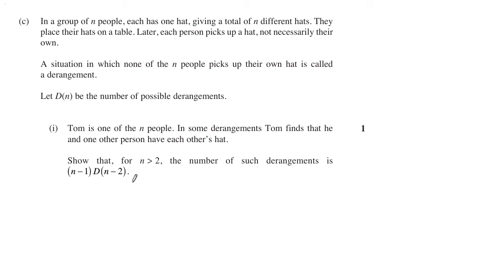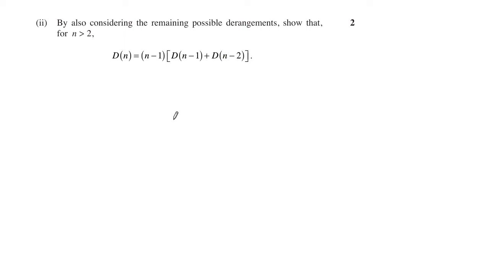That's the number of ways that the rest of the people can swap hats with each other. So you would just say something like n-1 choices for who Tom swaps hats with, and then the number of choices for how to do the derangement for the remaining people is d of n-2, because there's n-2 people remaining.